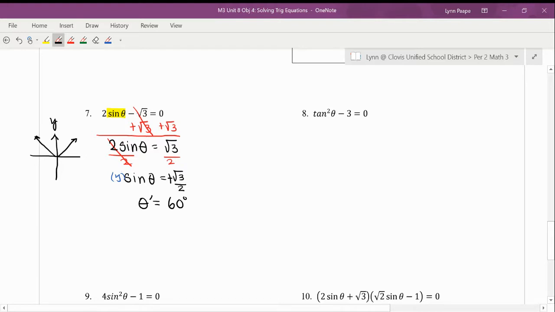And again, that's because I know sine is my y value. I know the ratio is positive. So I would go up. And then this is 0 degrees. I don't need to label the 90. And then this is 180 and then 360.